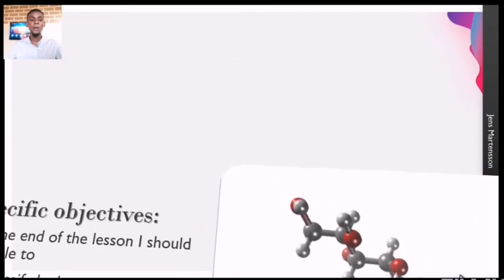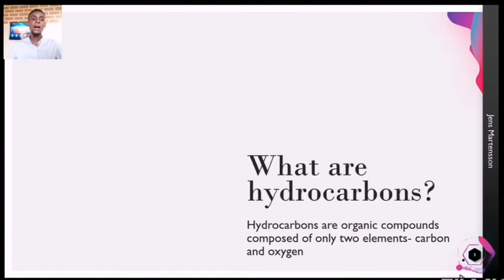Let's dive in proper. So what are hydrocarbons? The first thing you should know, what are hydrocarbons? Now, as the word implies, hydrocarbon. Some of you know the word hydro as meaning water, but not in this case. In this case, we want to look at hydro as derived from hydrogen. So the word hydrocarbon means hydrogen and carbon. So hydrocarbons are simply organic compound composed of only 2 elements, carbon and oxygen.